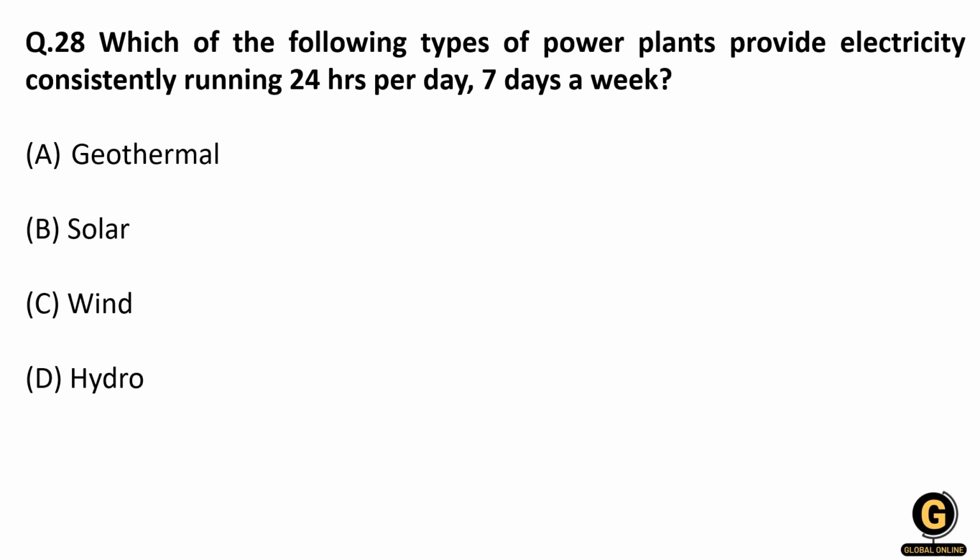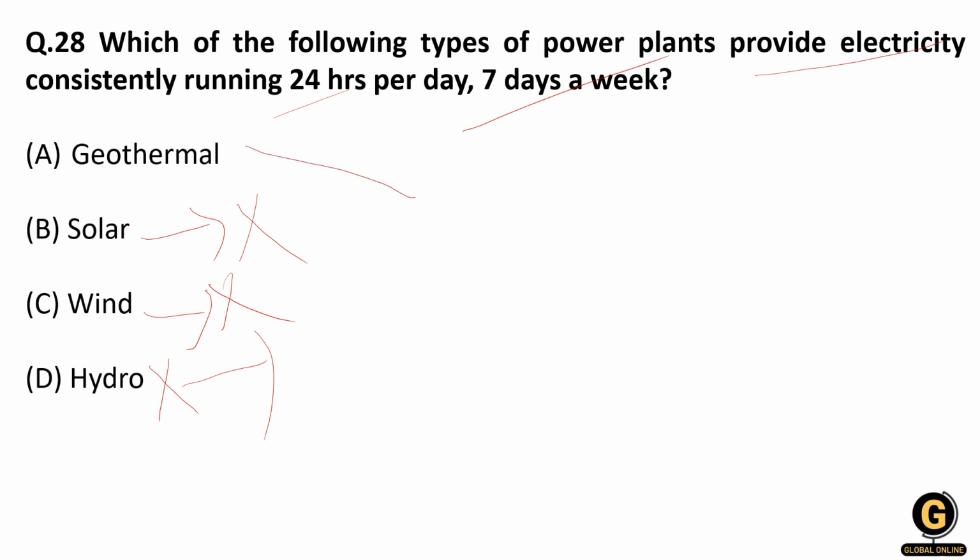Which of the following types of power plants provide electricity consistently, running 24 hours per day and 7 days a week? That means, what is the constant source of electricity generation among the following options? As you know, when the sun sets, solar energy does not generate electricity at night, and wind velocity is not constant all the time. Sometimes it stops, sometimes the wind velocity is very good. So this also is not a constant source. Hydropower plants also, sometimes there will be a drought, sometimes a flood, so it will have disruptions.